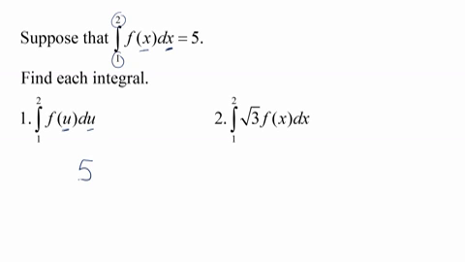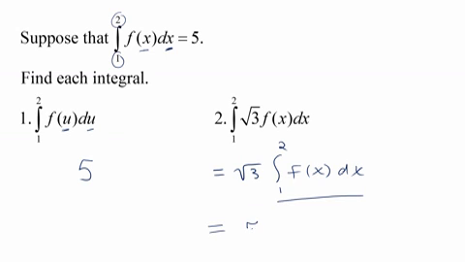Number 2, we have the definite integral from 1 to 2 of the square root of 3 times f of x dx. Using our constant property, this would be the same thing as the square root of 3 times the definite integral from 1 to 2 of f of x dx. We're told in the beginning of the problem that this definite integral is equal to 5. So 5 times the square root of 3 is 5 root 3.